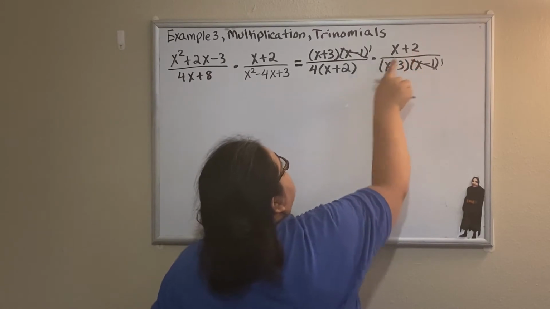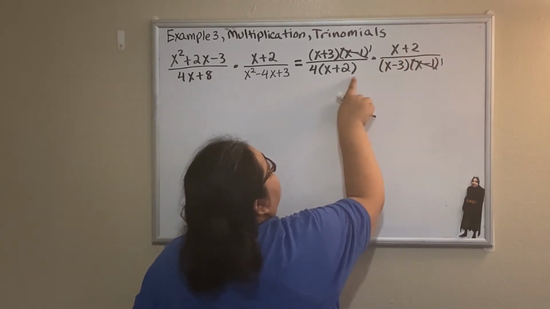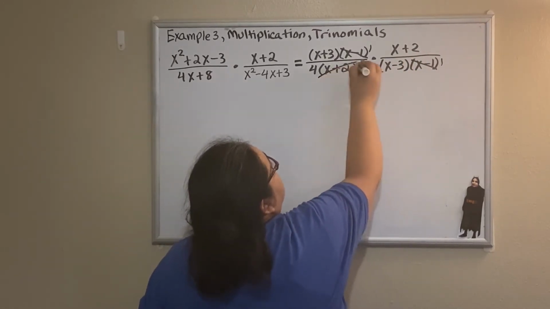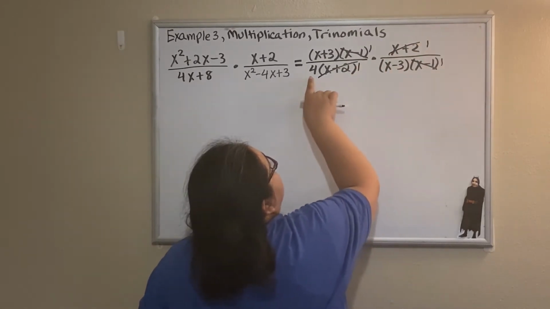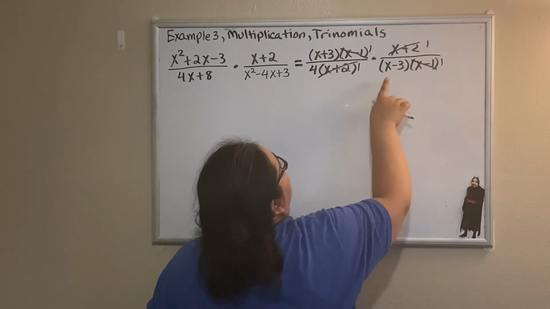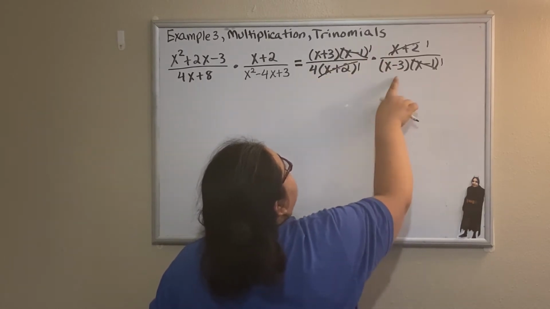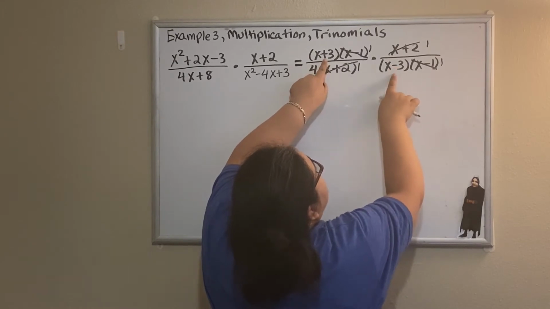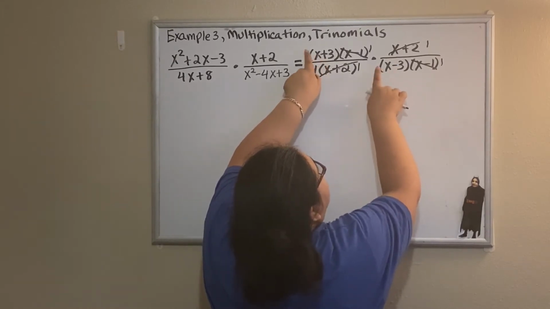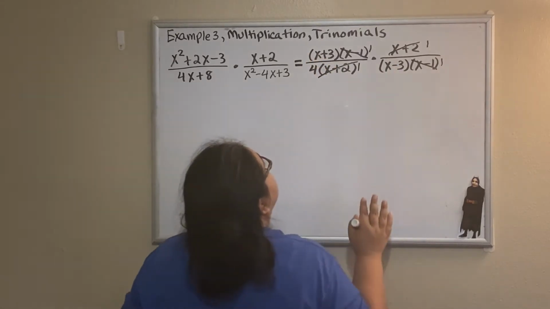Next, I have an x plus 2, and notice I also have an x plus 2 in the denominator. So both of those are going to reduce, and we're going to be left with 1. Nothing reduces with 4, and nothing reduces with x minus 3. Now, I know I have an x plus 3, but x minus 3 is a different factor, so those do not reduce. They're going to stay.